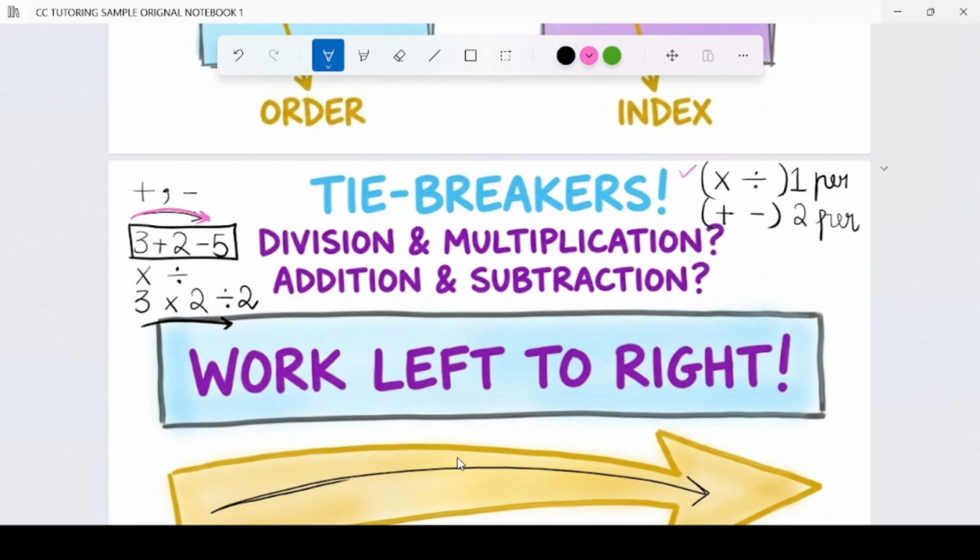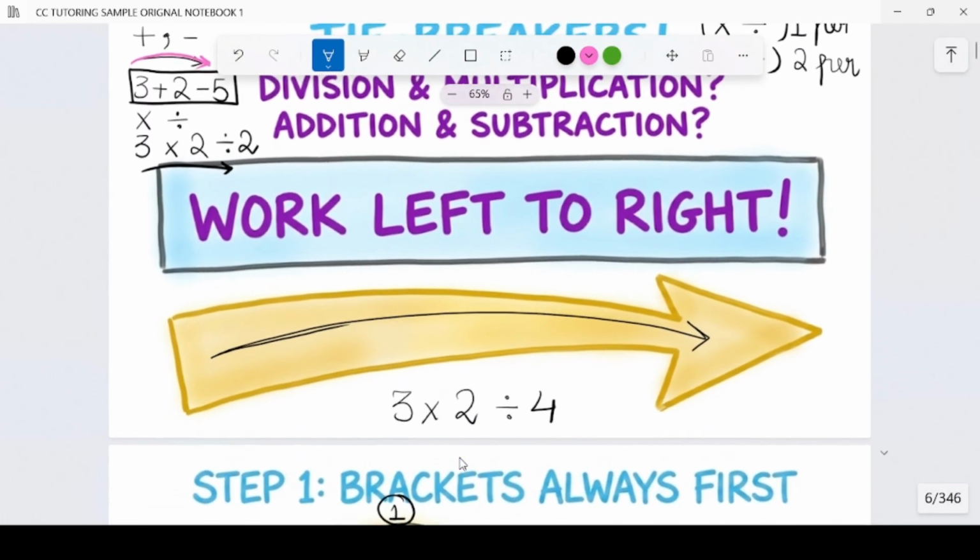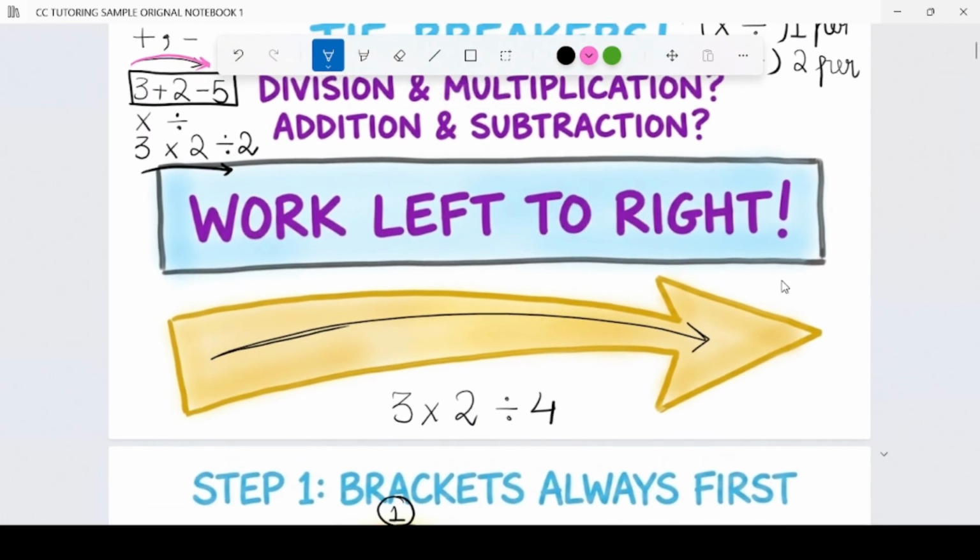But in some cases, when there are only plus and minus, for example, I'll give you few examples: 3 plus 2 minus 5. No, we don't have to think about board mass. We'll just solve it from left to right. In another case, I'll write it over here: 3 multiplied by 2 divided by 4. Now, according to board mass, like D, M, A, S, we don't have to solve division first. We'll just solve it from left to right.